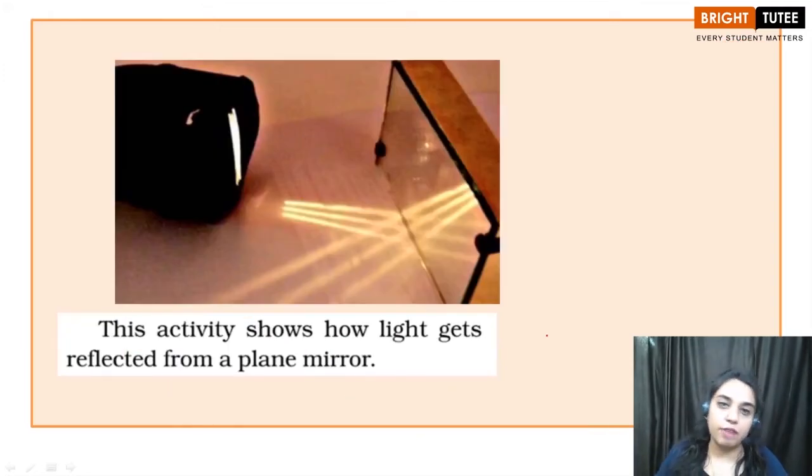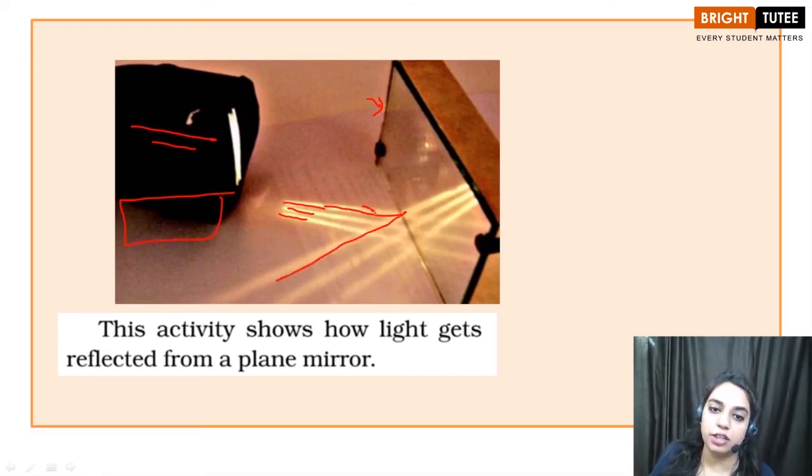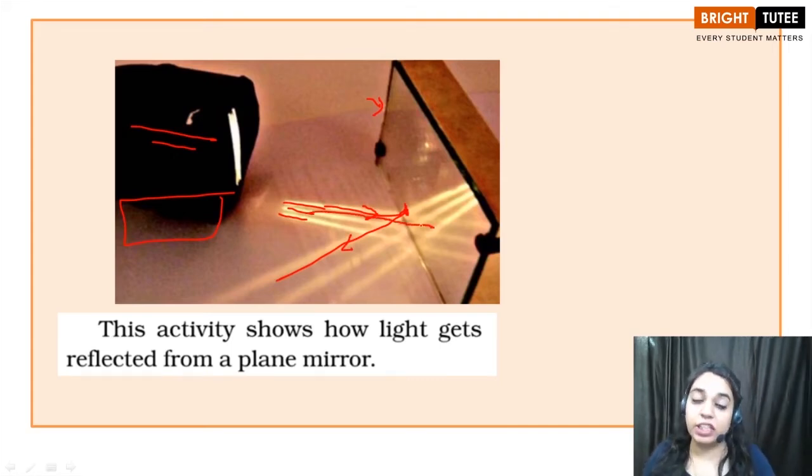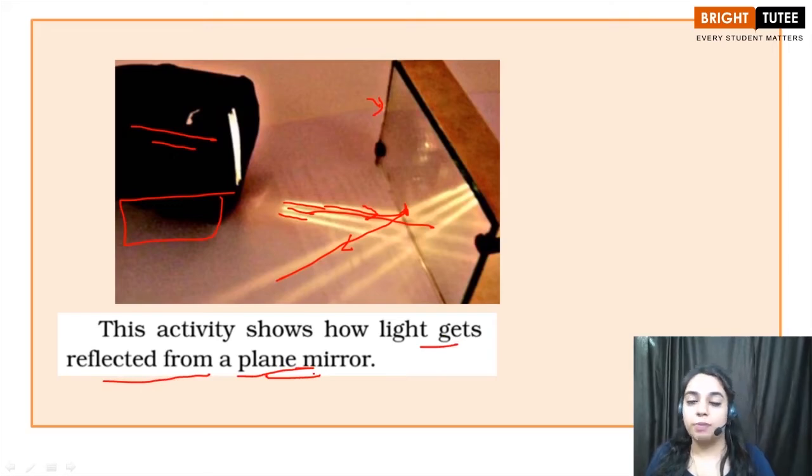So earlier, children, we placed this mirror vertically like this, and we placed a torch over here. Now what we have done is placed this torch at an angle, so we can observe the 3 beams of light coming through each slit, and after reflection we can see that this light changes its direction. Earlier it was coming from this direction, then after reflection from here it changed its direction. So children, this activity clearly proves how the light gets reflected from a plane mirror.